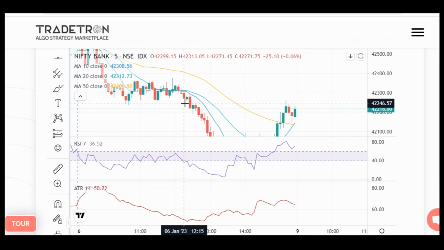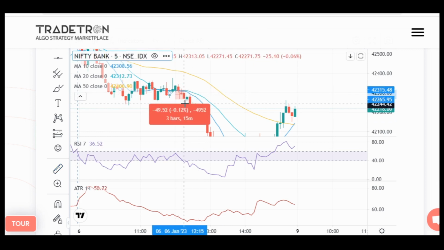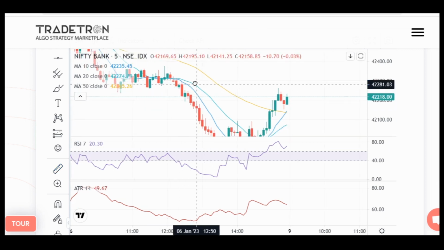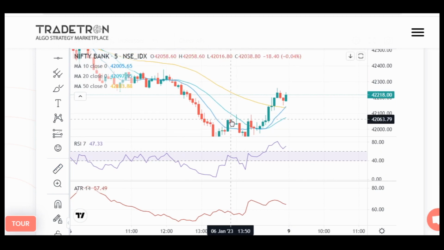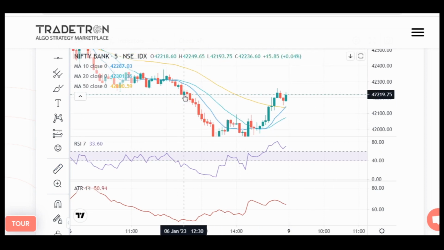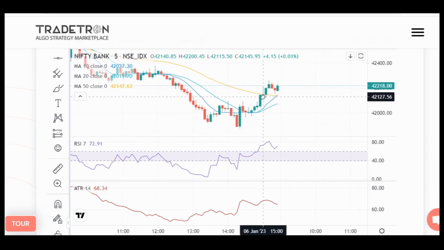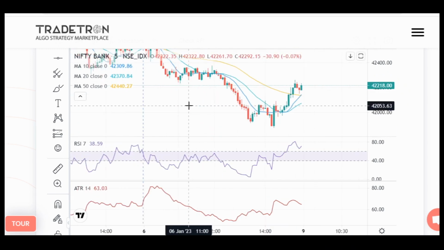Otherwise we would again have got an entry here, right? Because as soon as RSI crossed below 40 again, we would have got an entry here. SL would be very small, as you can see, only around 49 points, way below ATR also, and then this would be our exit price. But yes, you have to accept these flaws in systematic trading.